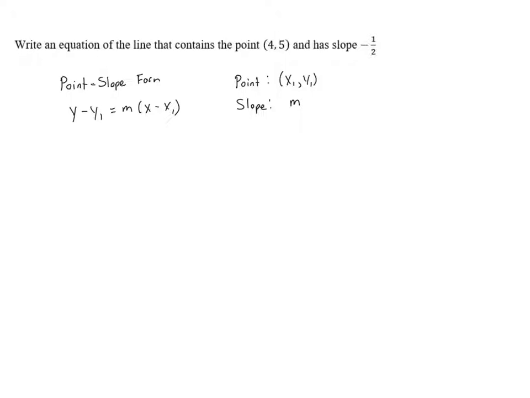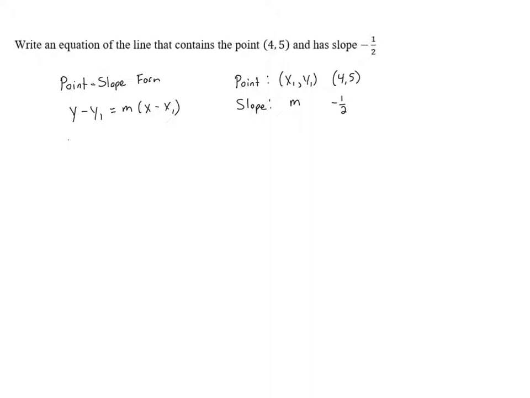Now, in this problem, we are given the point and we're given the slope. The point is (4, 5), and the slope is -1/2. So we can substitute those straight into the formula to see what our equation is going to be.